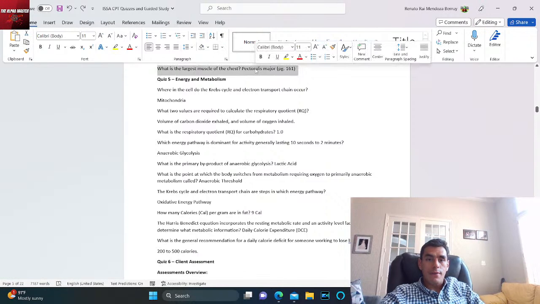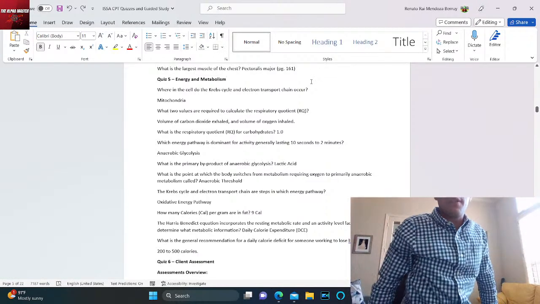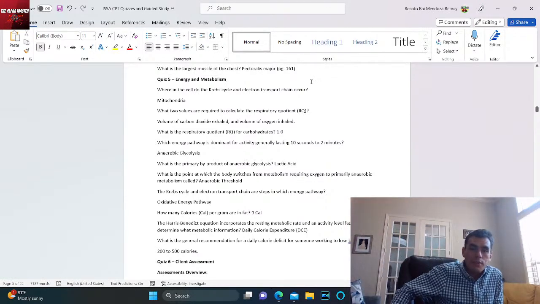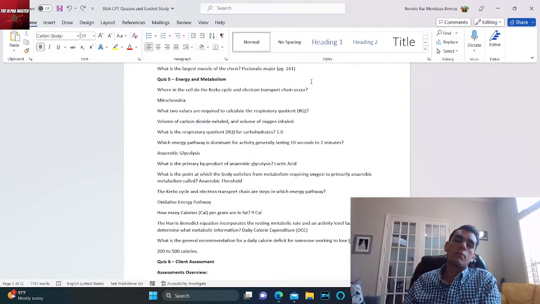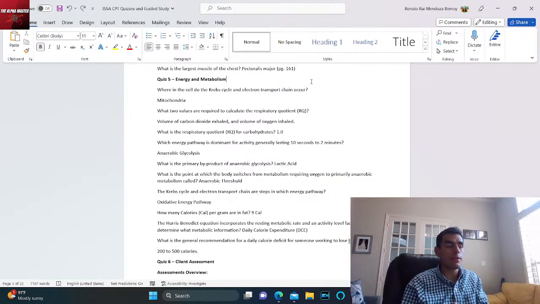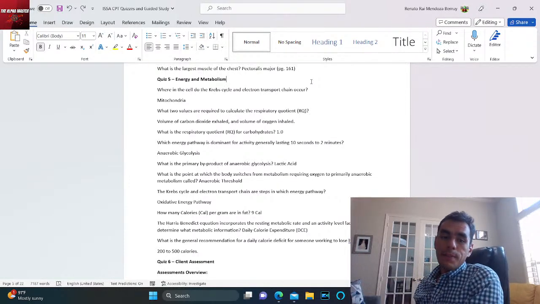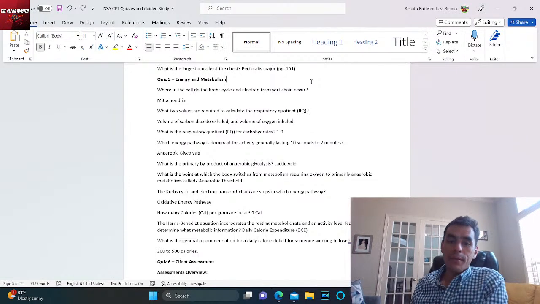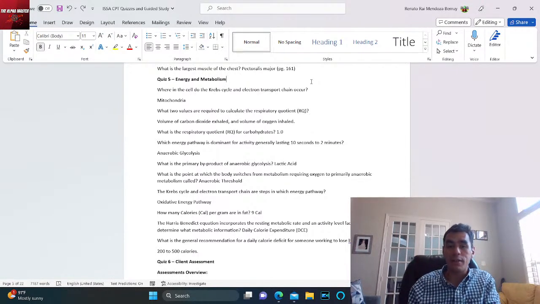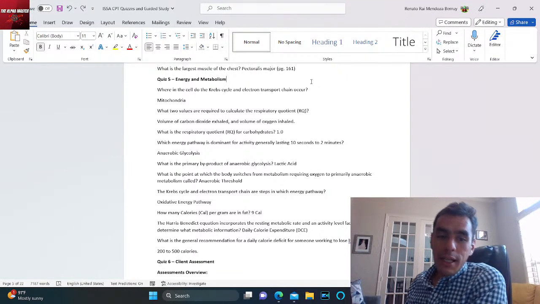Energy and metabolism quiz 5. The largest muscle of the chest is the pectoralis major. Where in the cell does the Krebs cycle and electron transport occur? In the mitochondria. What values are required to calculate the respiratory quotient? The volume of carbon dioxide exhaled and the volume of oxygen inhaled. The respiratory quotient for carbohydrates is 1. The energy pathway that is dominant for activities lasting from 10 seconds to 2 minutes is going to be anaerobic glycolysis. What is the primary byproduct of anaerobic glycolysis? Lactic acid.